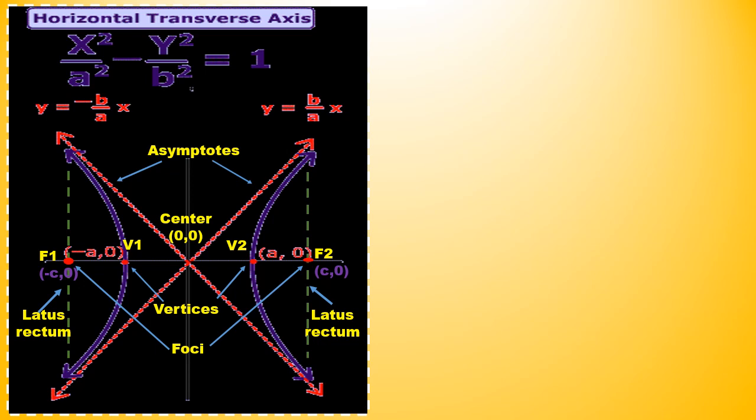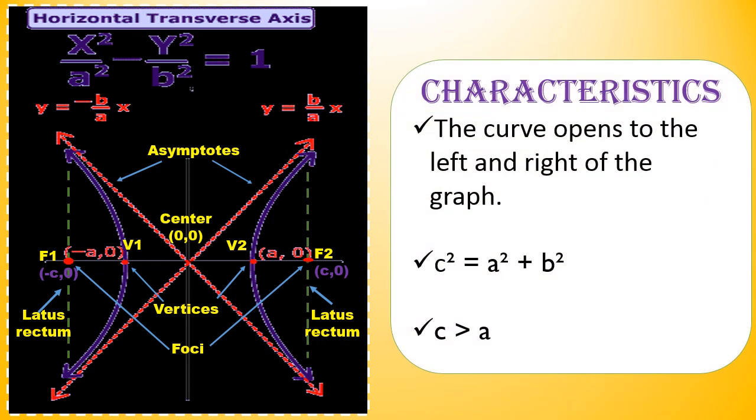Now the characteristics of the horizontal transverse axis: the curve opens to the left and right of the graph, and the value of c that represents the focus is greater than the value of variable a that represents the vertex. And in order for you to get the value of c, you need to use the Pythagorean theorem. Thus we have the formula c squared is equal to a squared plus b squared.